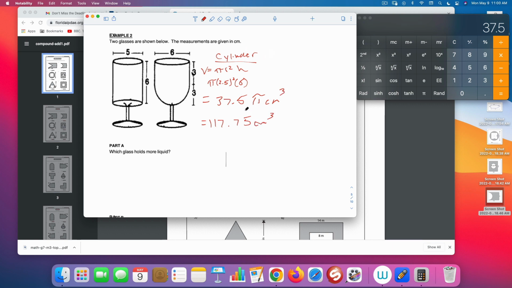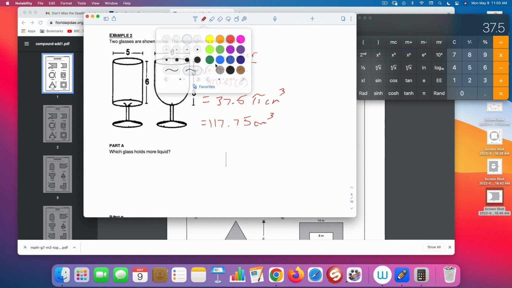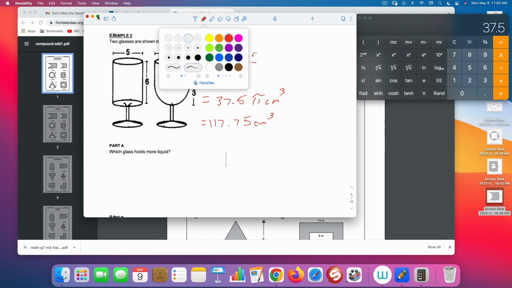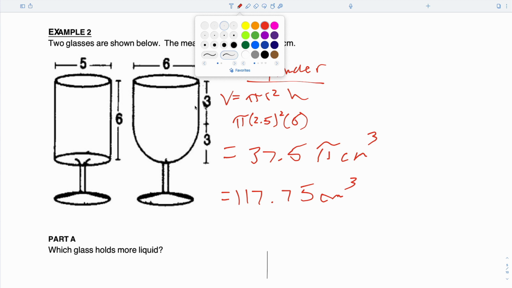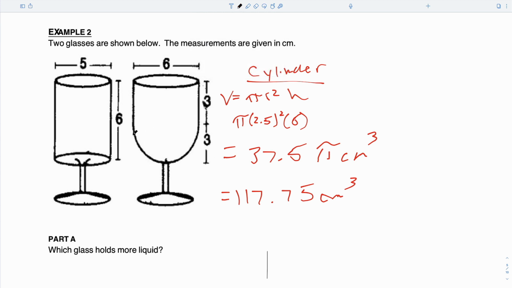Okay, there's the cylinder. Now let's find the goblet. The goblet's the one on the right. It's kind of curved. And what you need to do is visualize this thing is cut kind of right here, where it says 3. And that cut off portion is going to have like a rounded top. And when you look at it, it kind of looks like a half sphere. So we need to find the cylinder, which is the top portion, and then we need to find the half sphere.